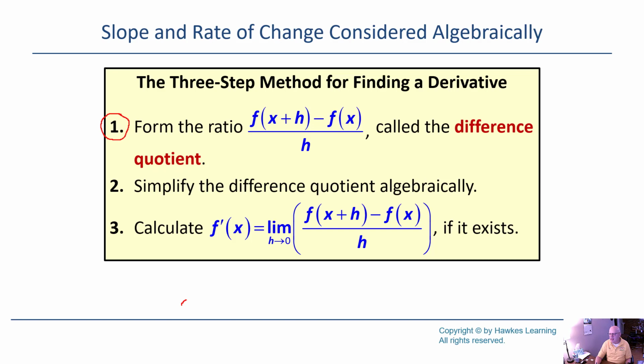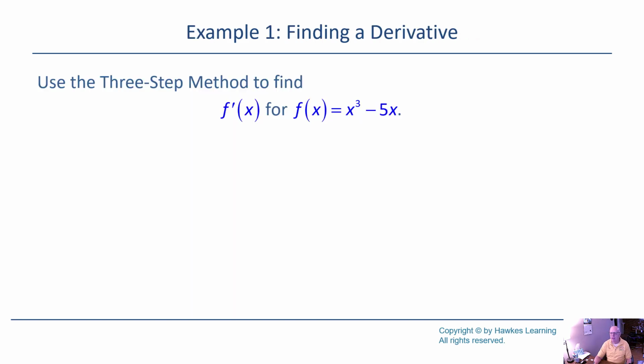Simplify it. That's usually the hard part, although sometimes it can be tricky. Make sure you put x plus h in for all the x's. Then you calculate the limit as h approaches 0, if it exists. Usually, especially in business applications, we don't have to concern ourselves with that too much, but we might keep that in the back of our minds just in case.